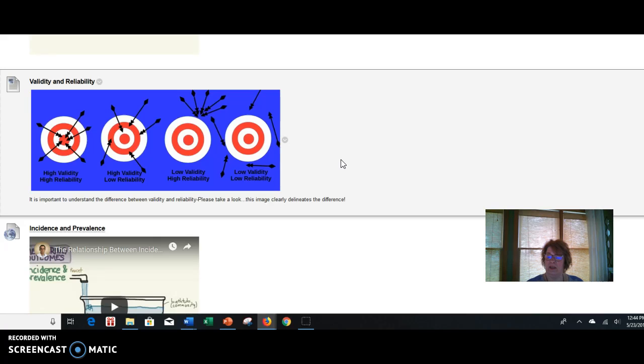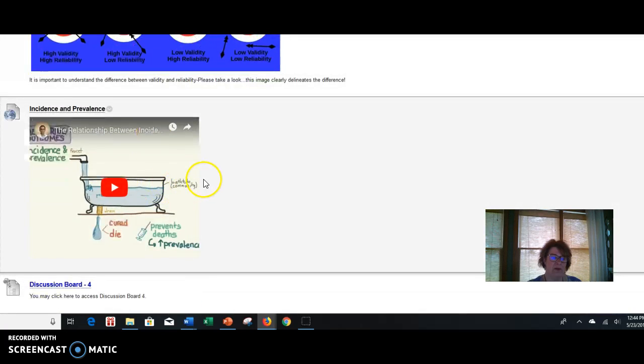reliability and validity, and knowing that when you're looking at tests or different types of treatments, you want to look at something that's highly valid and highly reliable. So those are the key components. One or the other by itself isn't necessarily the most appropriate. So it's the combination of those two. So take a look at this as well.